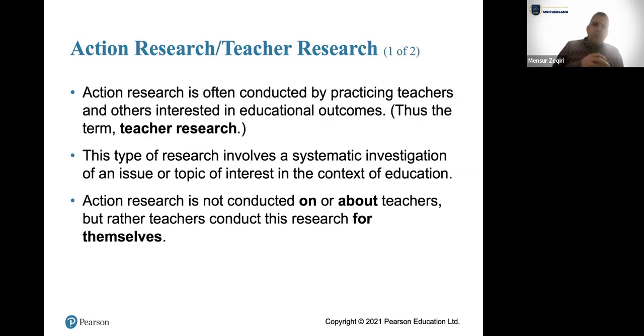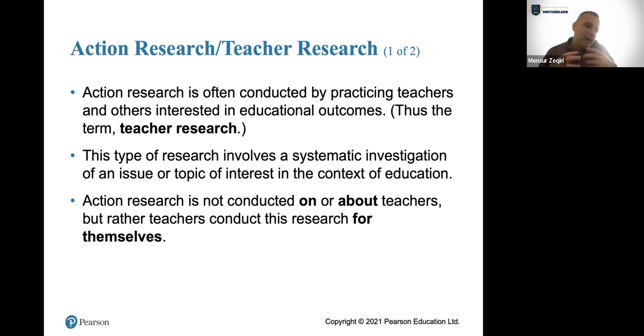So when we talk about the first one, the action research or teacher research, this is something that is most commonly conducted by practicing teachers and other, let's say, individuals who are interested in educational outcomes. However, the name itself says that it is teachers' research. So as a specific category of research, it is a form of action-based research where teachers and other educational stakeholders, they do systematically, let's say, investigate an issue or topic of interest to them.